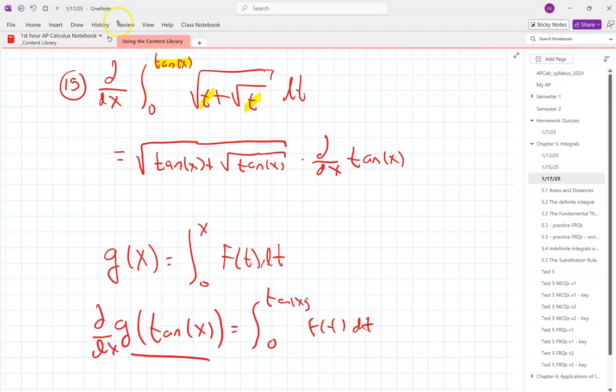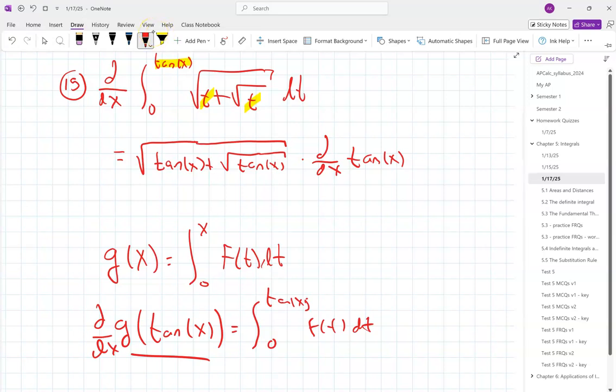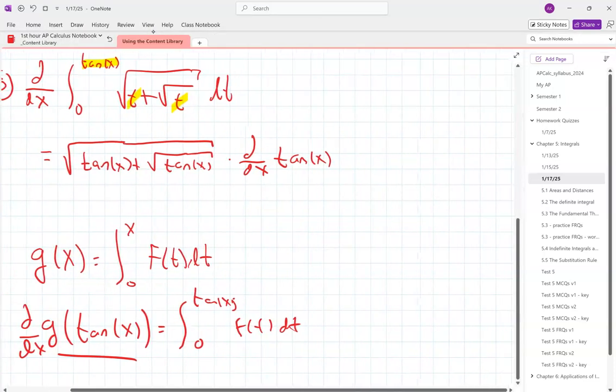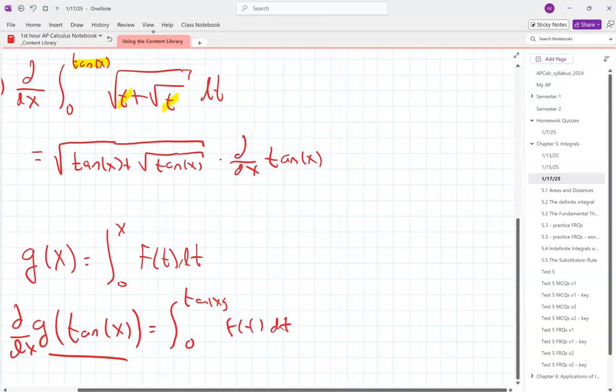So whenever that bound is not just a single variable x, there's a chain rule piece that happens at the end. What if it's just x? Then it's times the derivative of x, which is 1, so whatever, right? If it's like x squared plus 1, then you'd have a times 2x at the end.